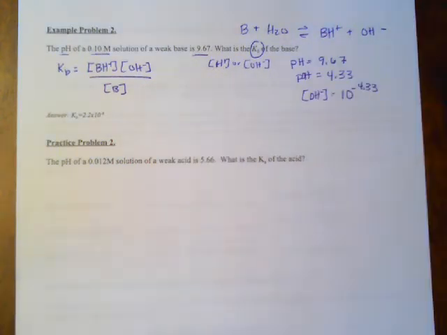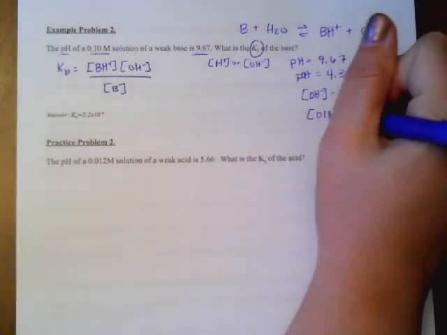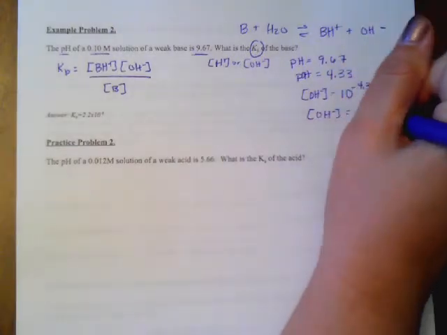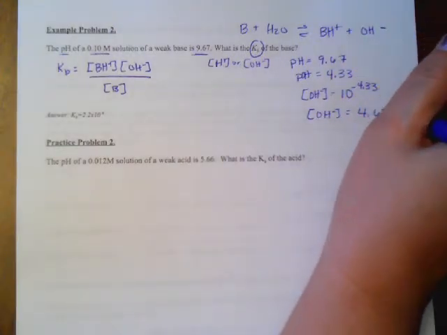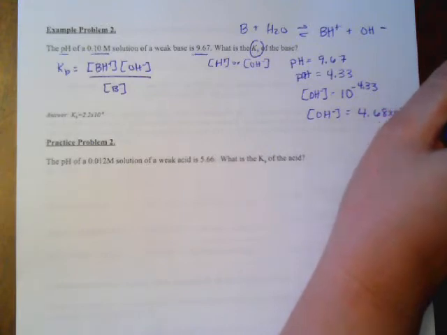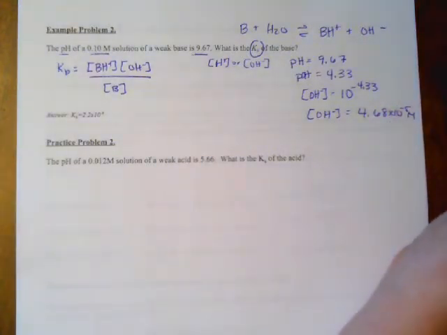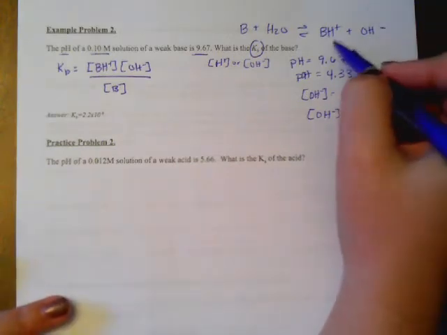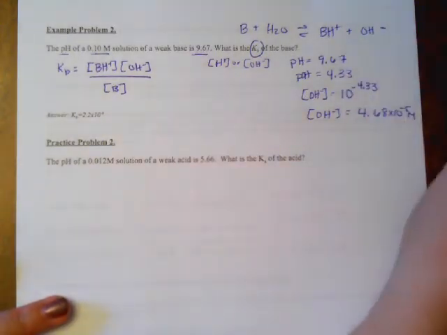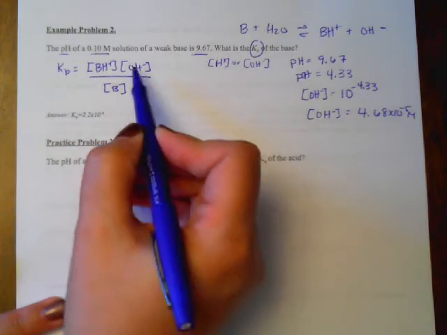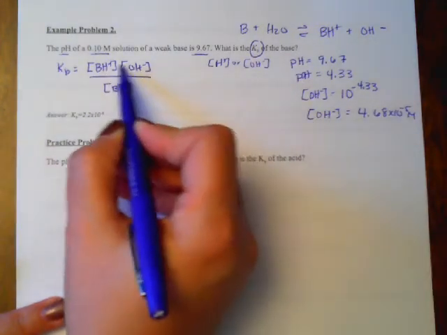Then from there, we can get the concentration of hydroxide by doing 10 to the negative pOH. So our hydroxide concentration would be 10 to the negative 4.33, and we get 4.68 times 10 to the minus 5. If you recall, when we did our ICE chart, both of these were x, and so they were equal to each other. So we would plug in our OH for both of these.